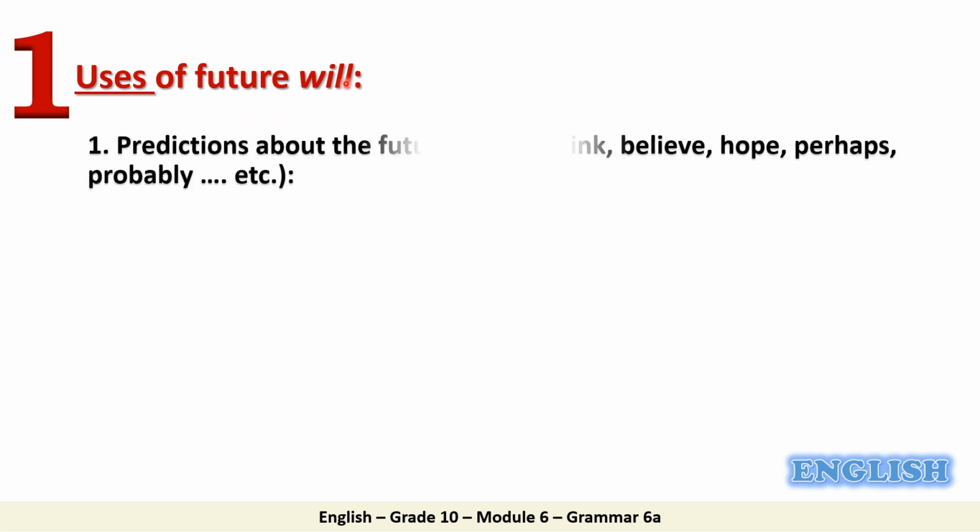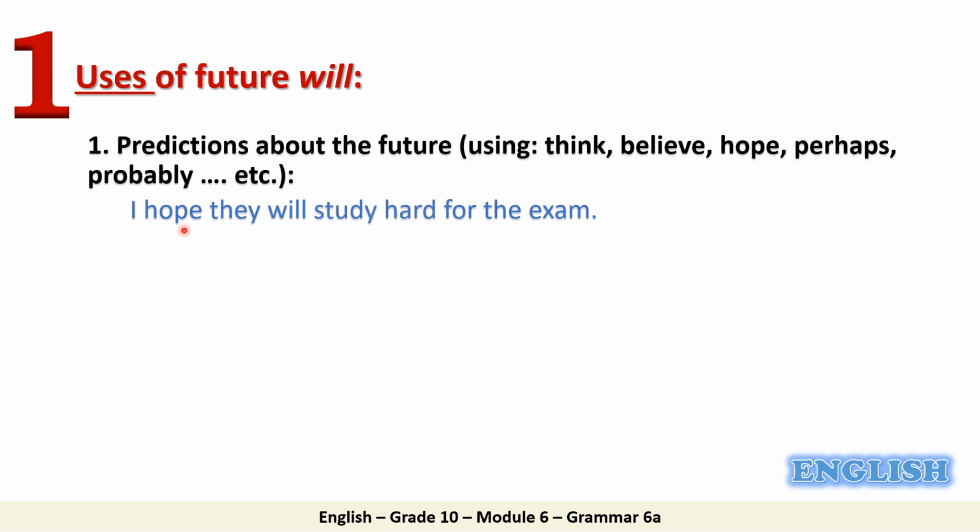The first use is predictions about the future. We can use it with think, believe, hope, perhaps. For example, we may say, I hope they will study hard for the exam. This is something you are predicting. Another use is for promises. For example, my father will not be late. Or we can say, for example, my father will come soon.